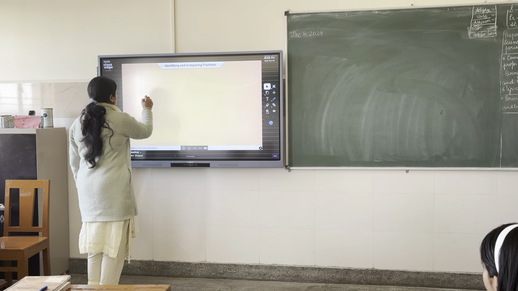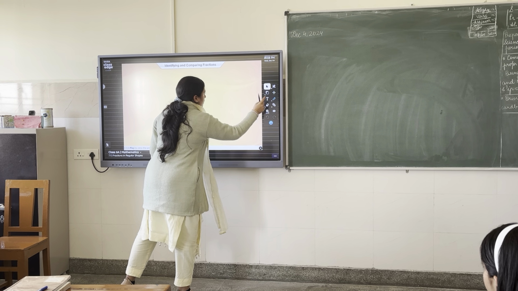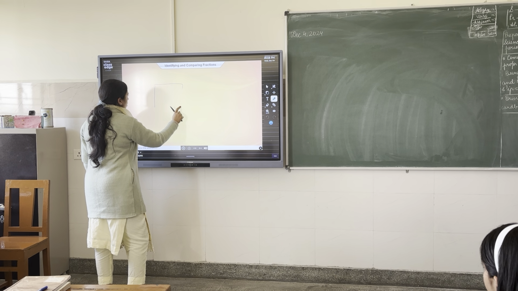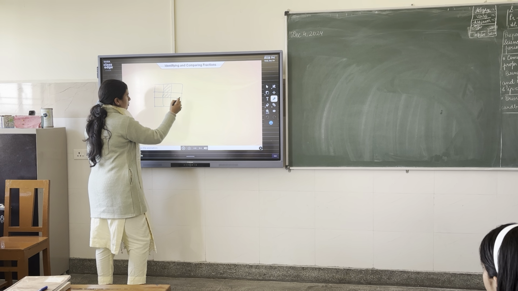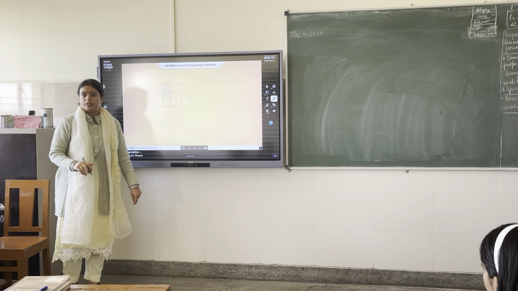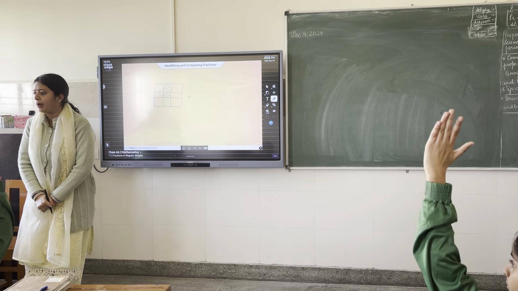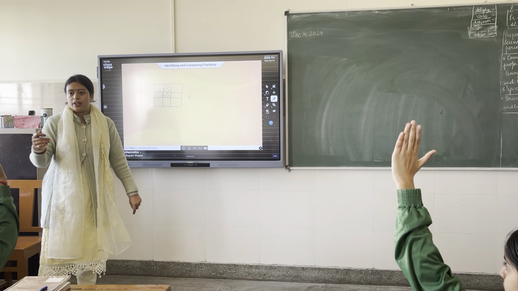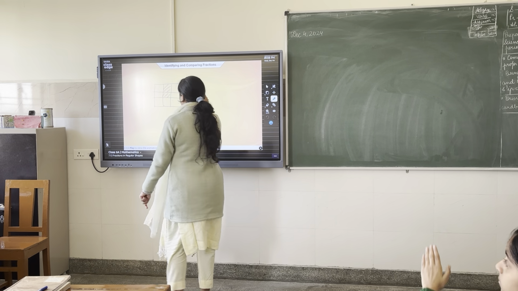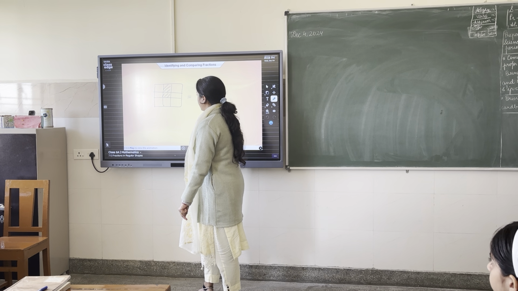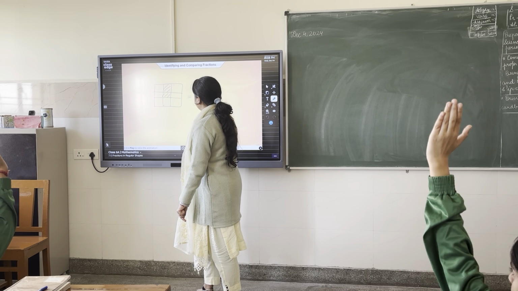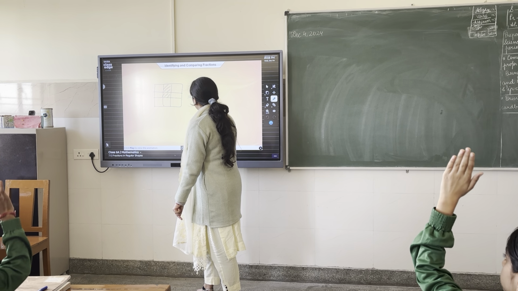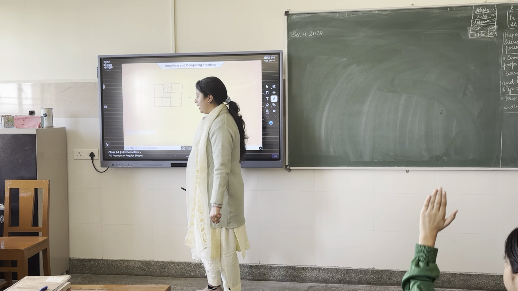So I was telling you that if I have a square divided into 9 equal parts and I have shaded 2 parts, then can you tell me how many parts are non-shaded? Can you tell me the fraction of the non-shaded part? 6 upon 9. Are you sure? 7 upon 9. Yes, correct.